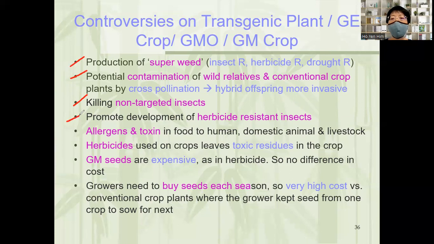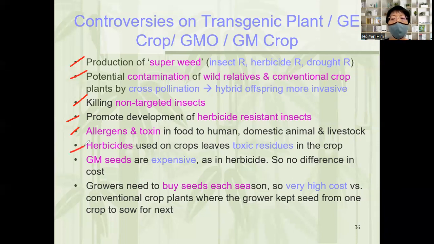It may promote the development of herbicide-resistant insects. Yes, the moment we use more herbicide, resistant insects will grow. Even if the plant can produce the herbicide, resistant insects will grow also. And those chemicals, remember the Bt toxin in the plant. If the insect feeds and dies, then we go and eat the plant, we eat the corn. So what is the effect of Bt toxin when we eat it? Is there any side effect? Is it toxic? Can it cause allergy or not? We have to test all this first, right? Okay.